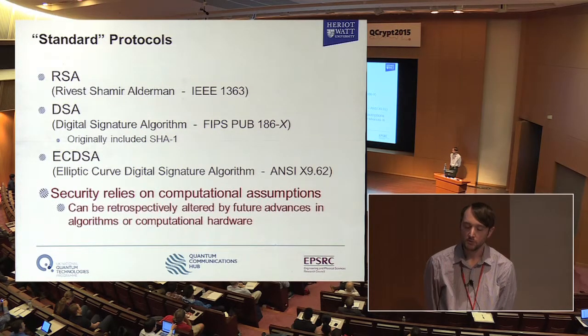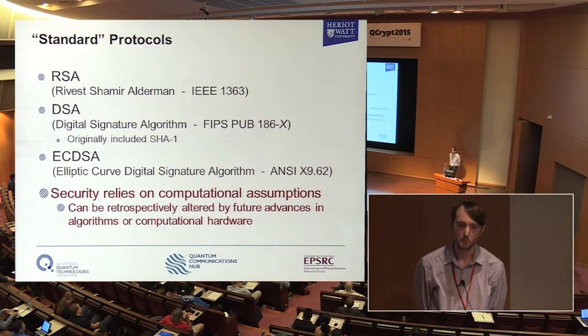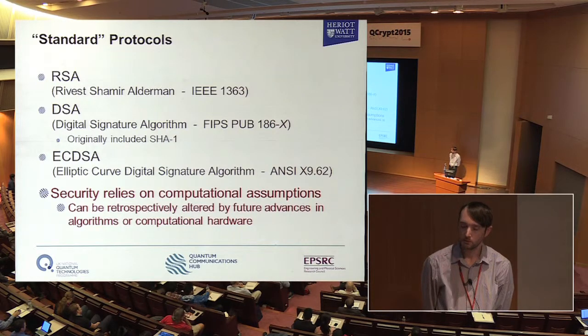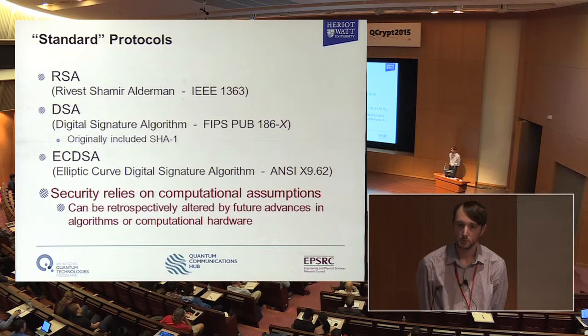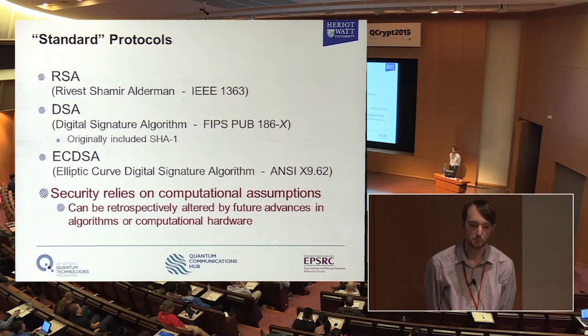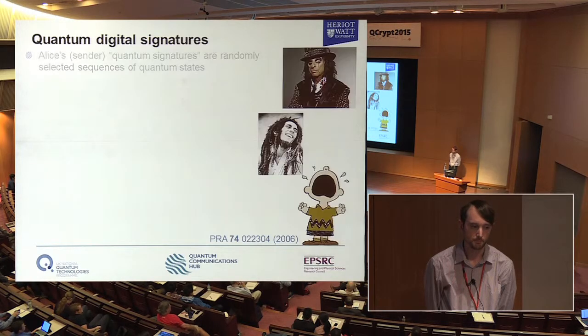But the problem with all of these standard algorithms is that the security relies on computational assumptions. That means that we assume that there are certain functions that are easy to compute one way, but hard to invert unless given certain prior information. But there's no guarantee that these functions will always be hard to invert. We may come up with new algorithms to allow us to invert them, or we may improve our computational hardware. And all of the messages that have been signed using these methods will then become breakable. So it's a retroactive security break.